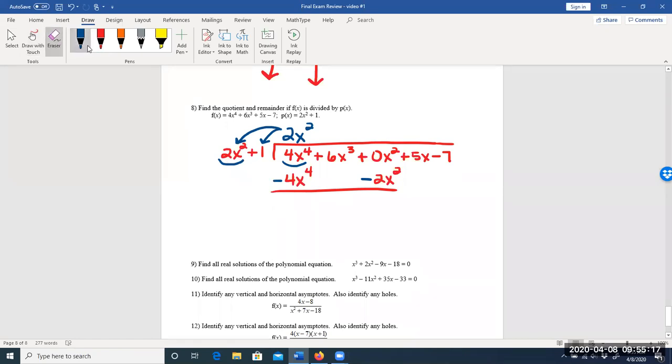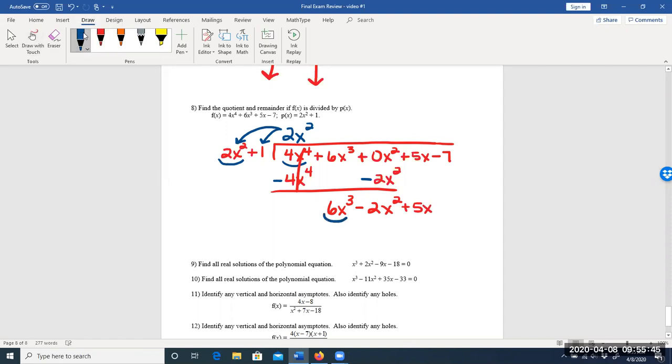So a 4x to the 4th plus a negative 4x to the 4th is 0. The 6x cubed isn't going to change because I'm not adding or subtracting anything from it. And then 0 plus negative 2 is a negative 2x squared. And then I'll drop down the 5x. Now we're going to do this again.